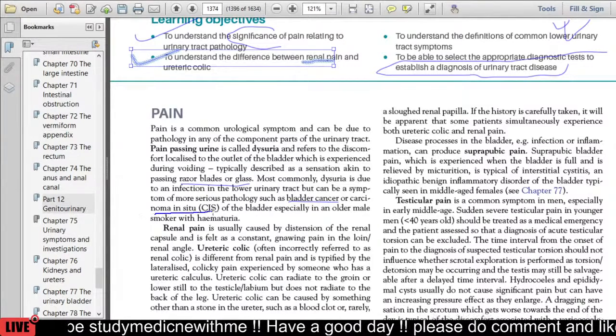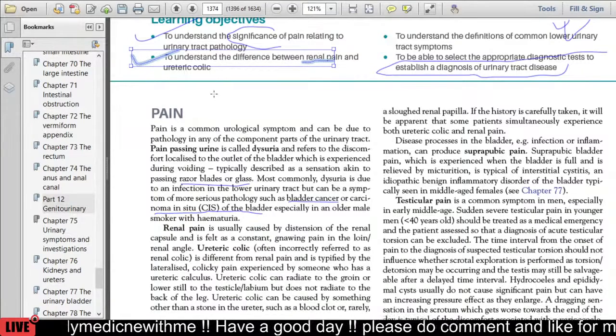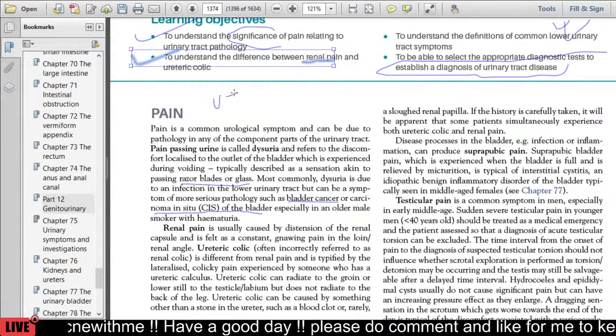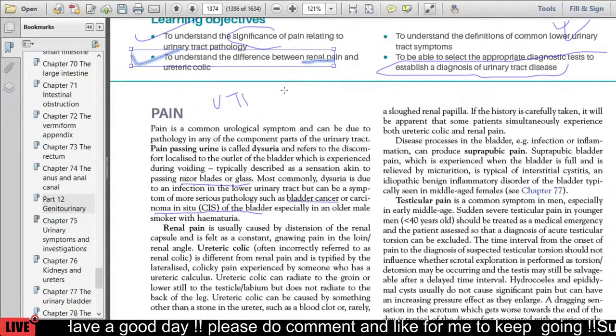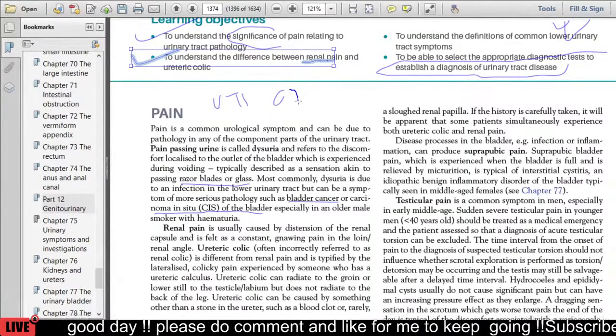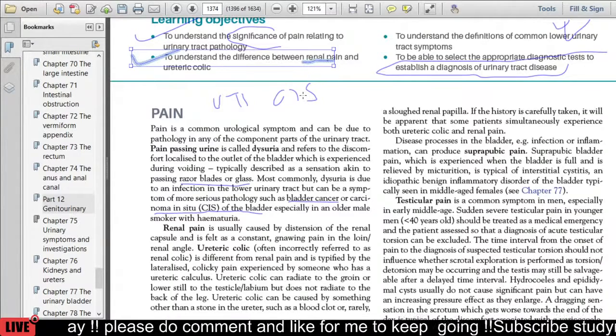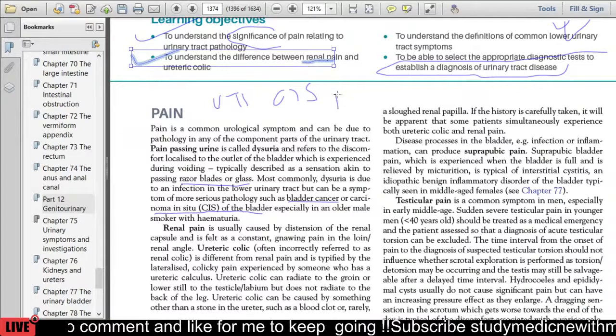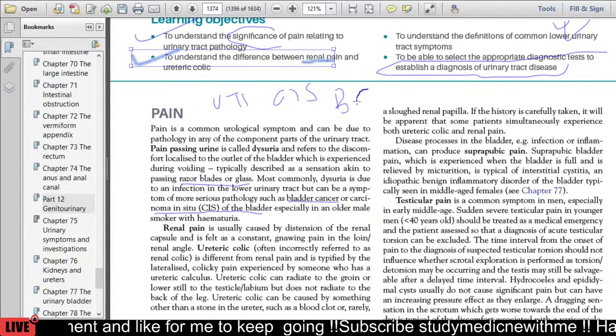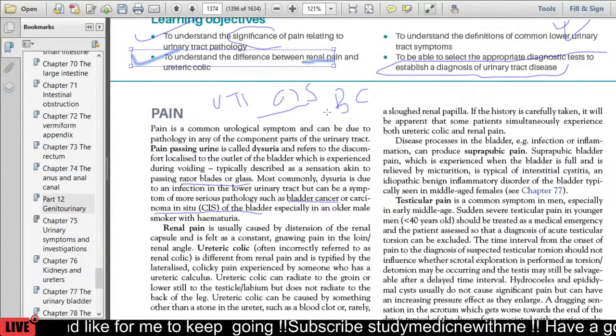So burning micturition can be seen most commonly in urinary tract infection, but it is also seen in case of carcinoma in situ and bladder cancer. So in case of bladder cancer and carcinoma in situ, burning micturition is seen as well.